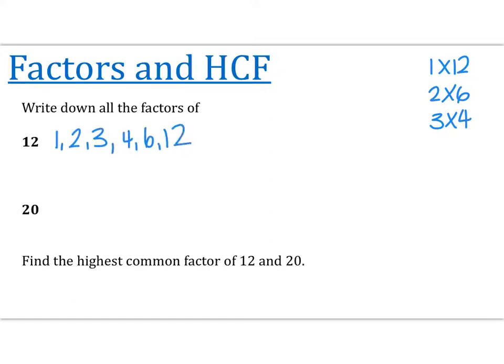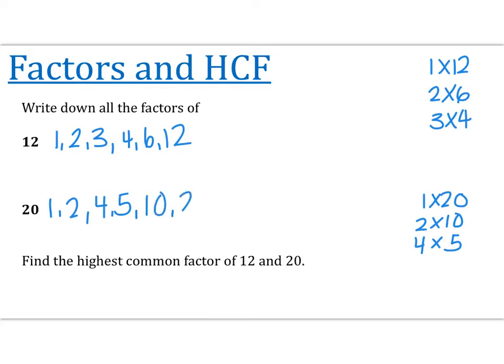And the same for 20. 1 times by 20, 2 times by 10, 4 times by 5. 1, 2, 4, 5, 10, and 20. All right, let's see what they have in common. They have 1 in common, they have 2 in common, and they have 4 in common. So the highest number that I've circled of both of those is 4. So the highest common factor of 12 and 20 is 4.